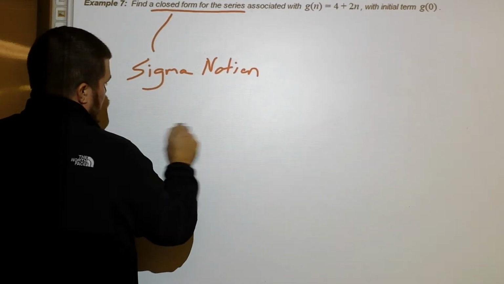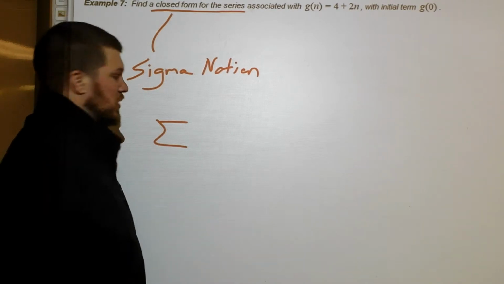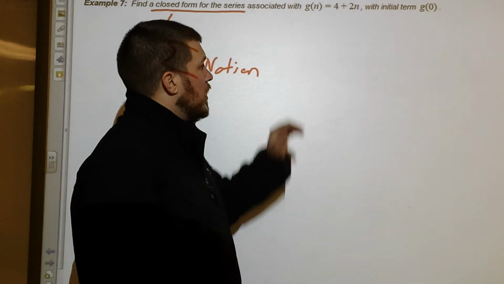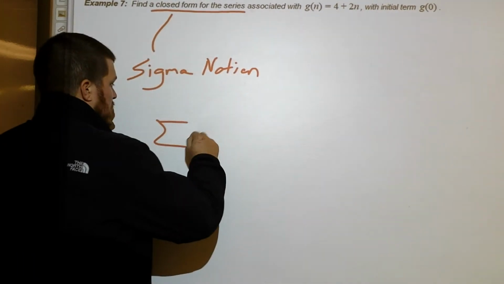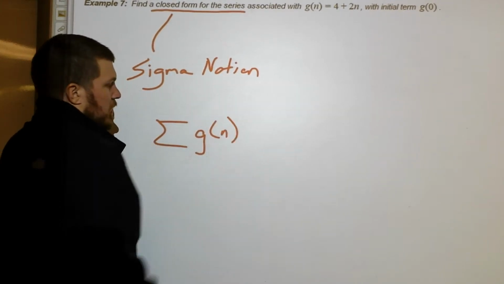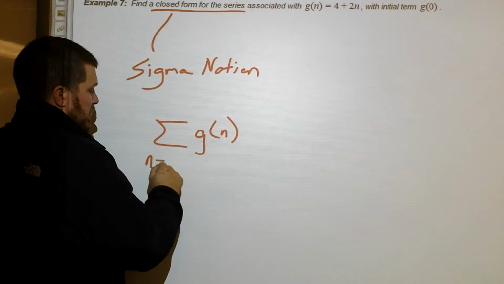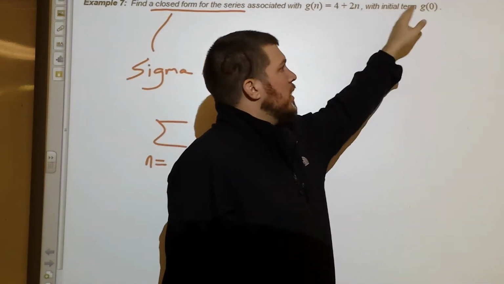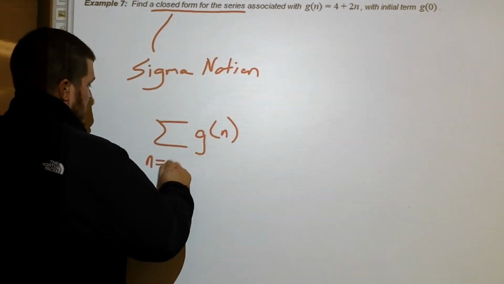So we're going to have our sigma. Now what we need to do is figure out what variable we're going to put down here on the bottom for our starting term. Well, looking at our sequence, g of n is going to be our sequence. The input for our sequence was n, so that's what I want to use for my starting variable. So n equals. Now, what term do we start with? Well, we're plugging in n equals 0. So n equals 0 into our sequence.